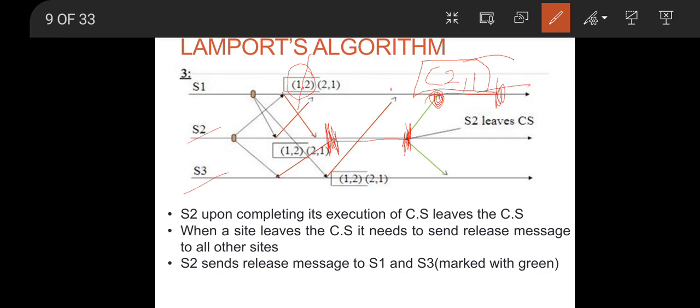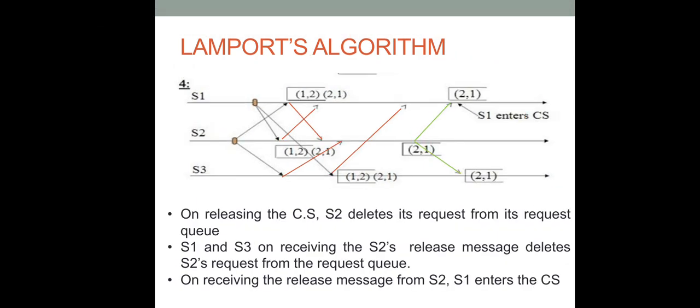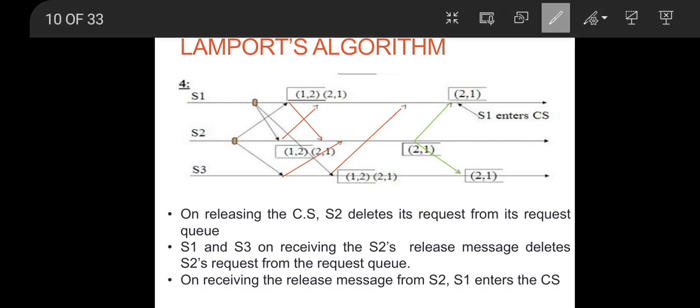Once S1 finishes the execution of the CS, it will be sending the release message to S2 as well as S3, wherein they will also remove the top entry from the queue and ultimately their queues are vacant. So this is how the Lamport algorithm works. This is what is happening in this slide.